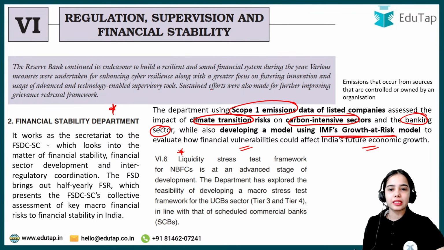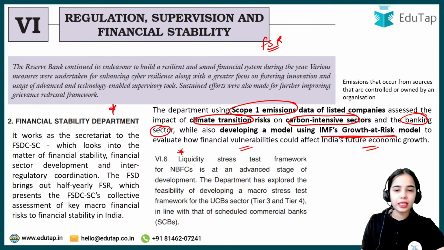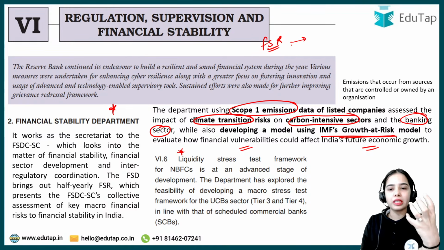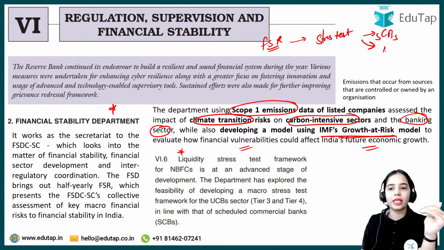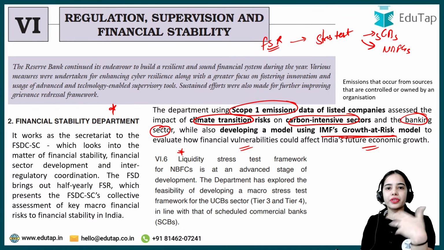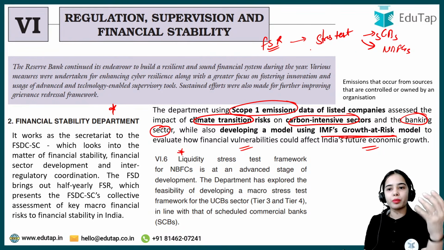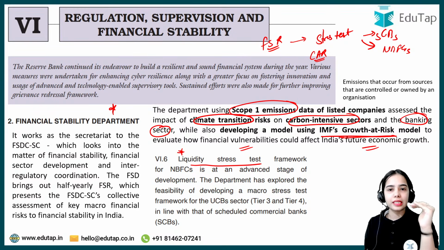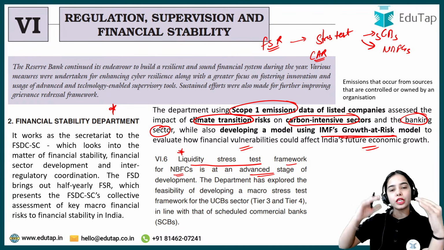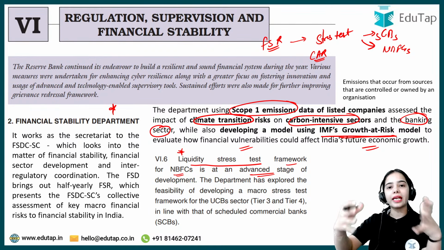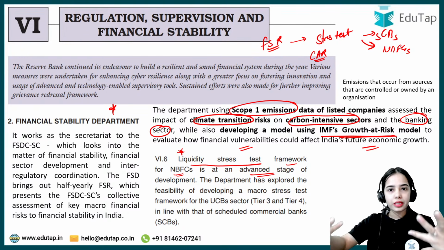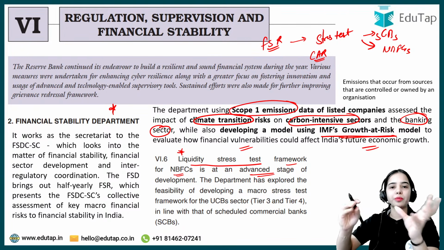Now next is the liquidity stress test. I hope you remember that in the Financial Stability Report there is also the stress test that is released for the scheduled commercial banks, that in the baseline scenario, in the medium stress, in the higher stress, what will happen to the scheduled commercial banks, how much of the capital adequacy they will be able to maintain and such. It has now been said that the liquidity stress test framework for NBFCs is at an advanced stage of development, so that the test can show what liquidity the NBFC will be able to maintain in the baseline scenario and in the stress scenario.